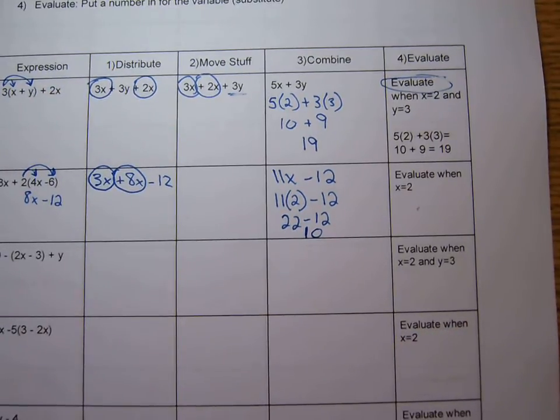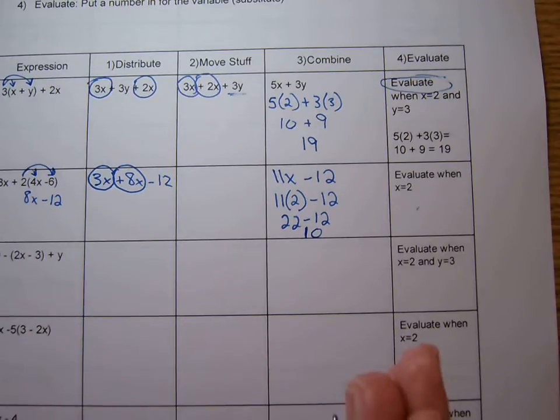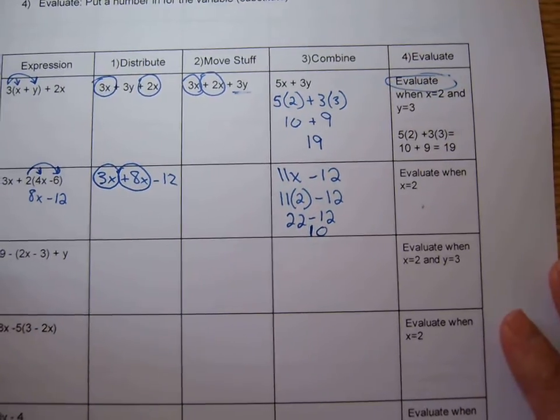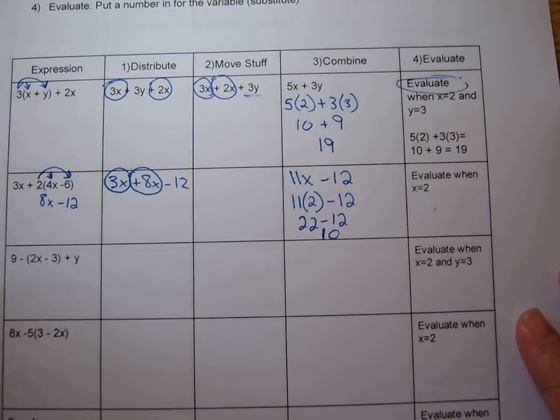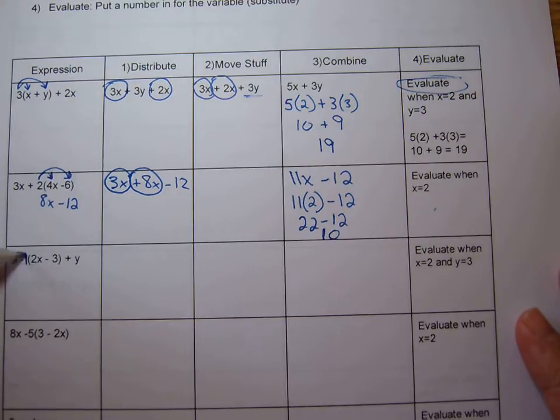Let's work this next bad boy. See, I didn't put anything here. That's okay, guys. As long as we are following where we're distributing, we're combining like terms, and then we're plugging it in to solve, that's what matters. We've got 9 minus, and then we have 2x minus 3. Now this one is quite tricky, because technically this is a negative 1 hanging out here. You see that?